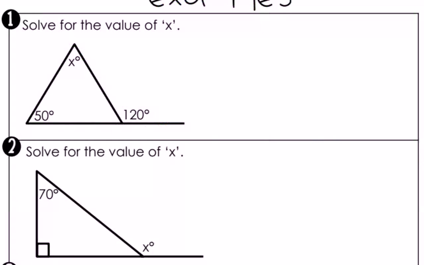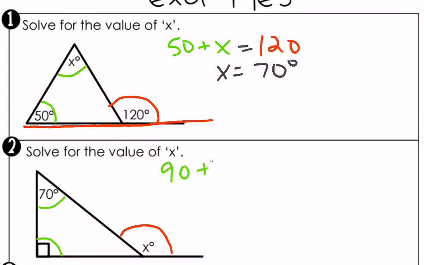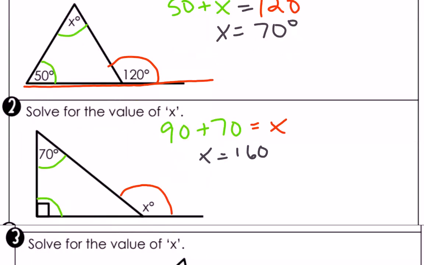So what this means is, if I extend out that side of the triangle, this is called my exterior angle. The other two angles on the side that are not touching that angle would be this. So 50 plus x equals 120. And then we solve that equation. So x equals 70. Same thing here. We have x. We have the 90 degrees and the 70 degrees. So 90 plus 70 equals x. So x equals 160. So right now you think this is a pretty pointless theorem.